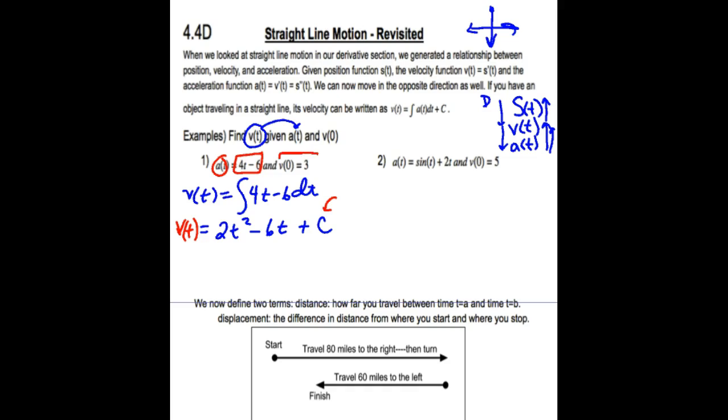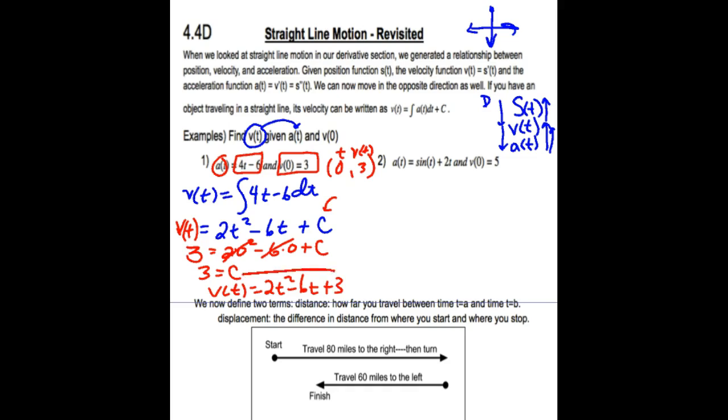However, they locked me into one particular velocity model. It's the one that when I put in a 0 for t, my velocity is exactly 3. What that does is it allows me to find my arbitrary constant of integration. So when I put in a 0 for t, my constant has to have the function output of 3. So this is 0, this is 0. What that tells me is 3 is my C. So my velocity model is 2t squared minus 6t plus 3.